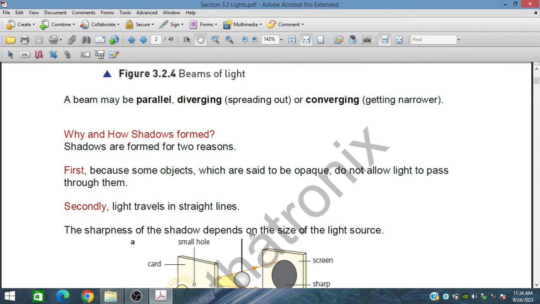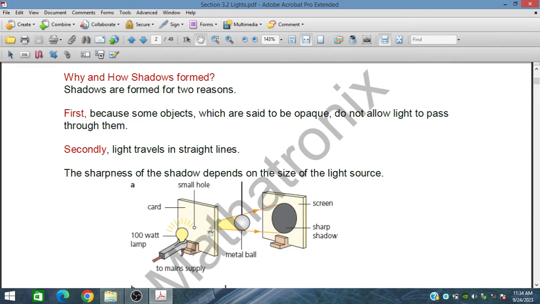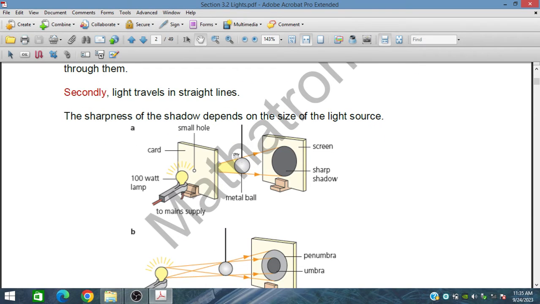The sharpness of the shadow depends on the size of the light source. Suppose we have this kind of setup. Here we have a light source, a card, and on this card a small hole. The light travels from the source, and here we have a metal ball, and we see a sharp shadow on this screen.